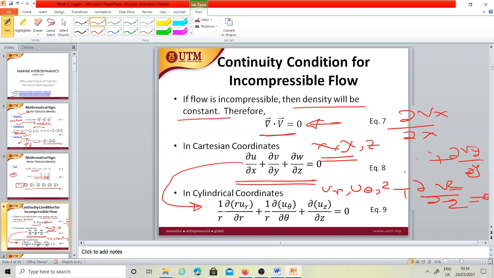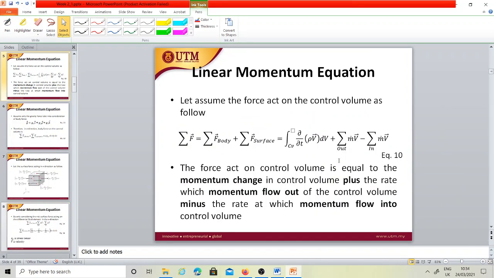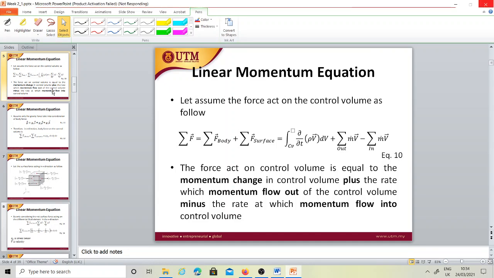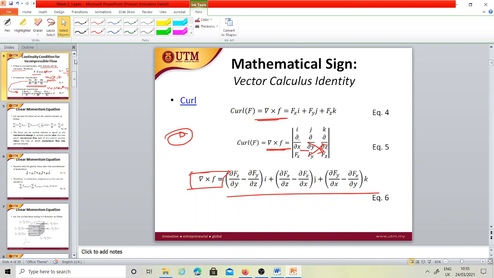So anyway, this is just a practice. It means just recall the memory that you have already learned in your Fluid 1 course. So let's try to find out how we can derive the Navier-Stokes equation.